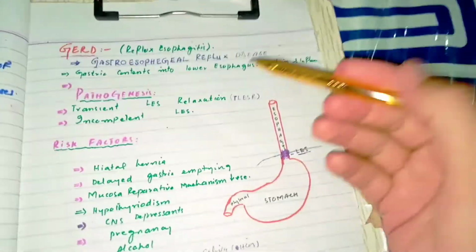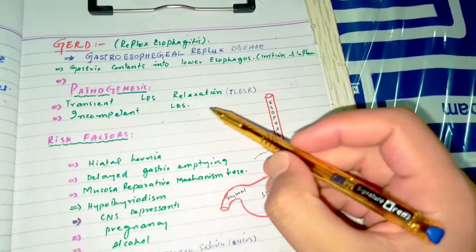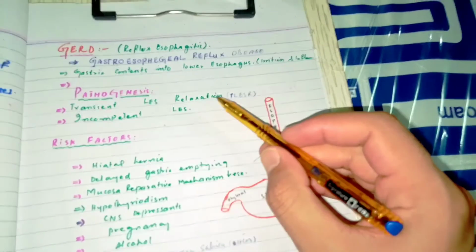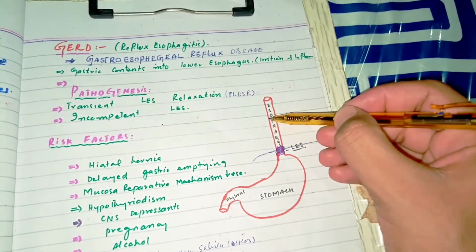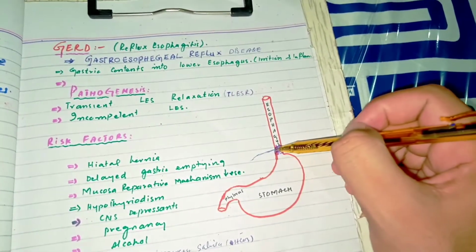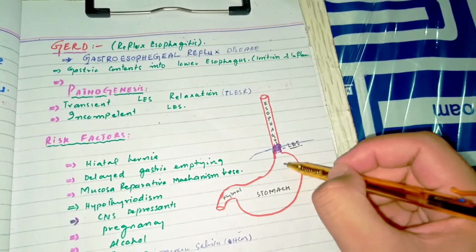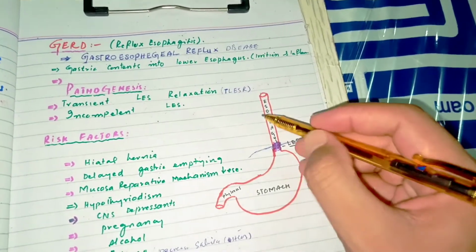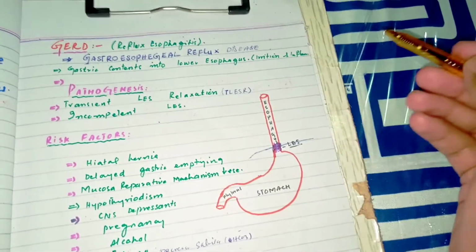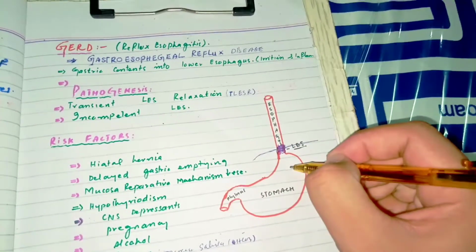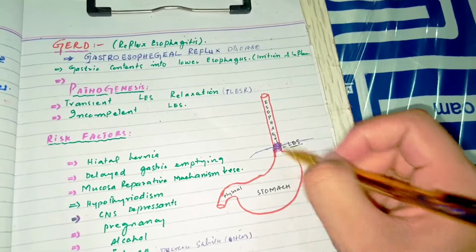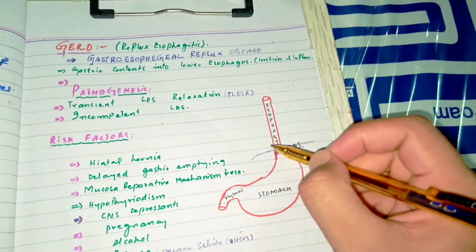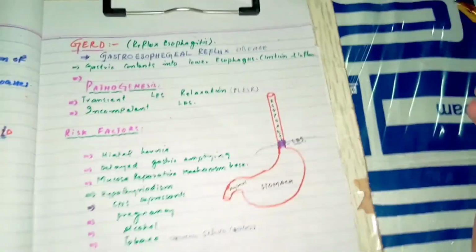So for the pathogenesis, there are two things. One is the transient relaxation of the lower esophageal sphincter. Normally when there is no swallowing, the lower esophageal sphincter becomes relaxed, which expels the gas produced in the stomach through the esophagus. During this normal relaxation, the stomach content may flow into the esophagus and can cause inflammation and irritation of the esophagus.